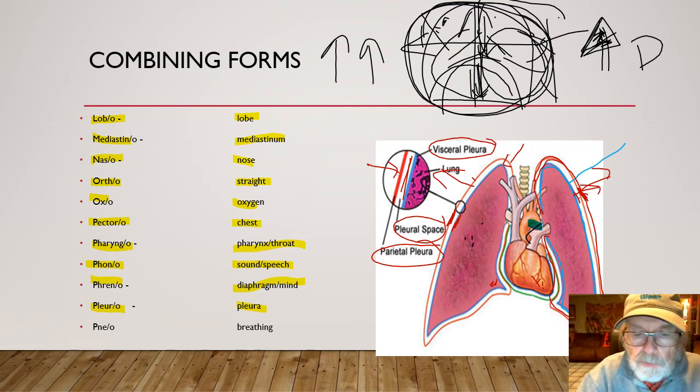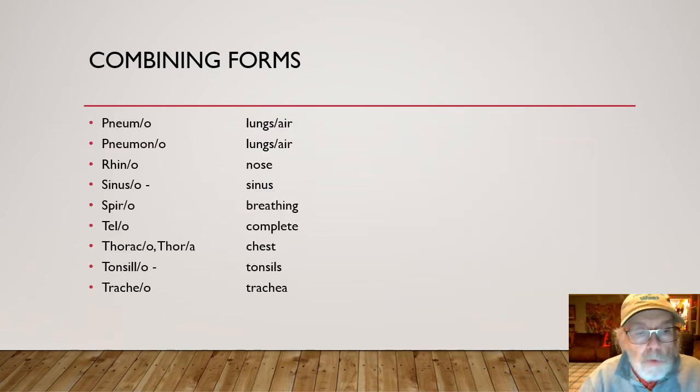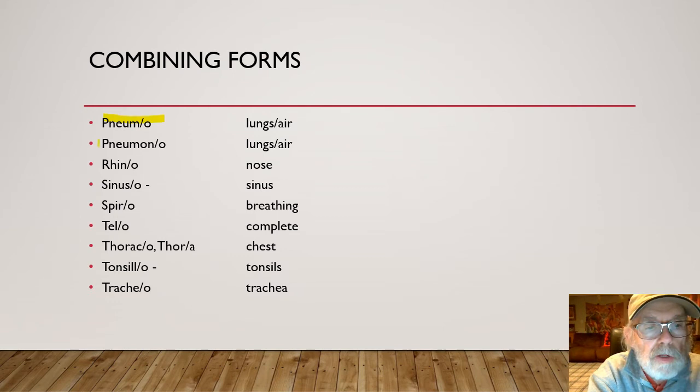Okay, so that's pleura. The last combining form that I have on this page is pneumo, and pneumo means breathing, okay? Basically, nea, P-N-E-A, means breathing as a suffix. So that should be an easy one to remember, okay? We have a couple more combining forms here that we have to finish. Pneumo and pneumono both mean air or lungs. Piece of cake, okay?